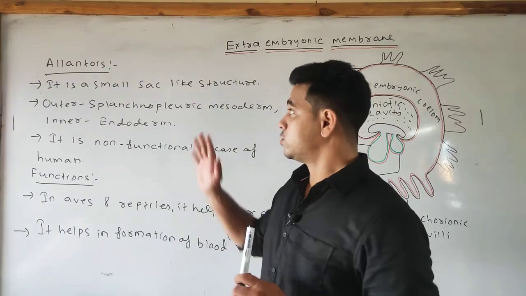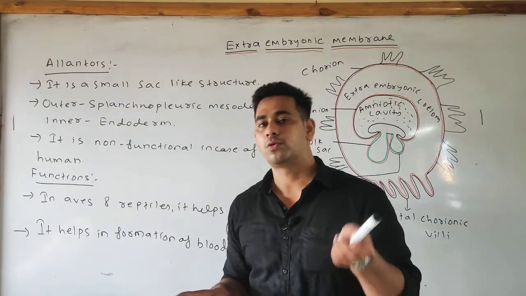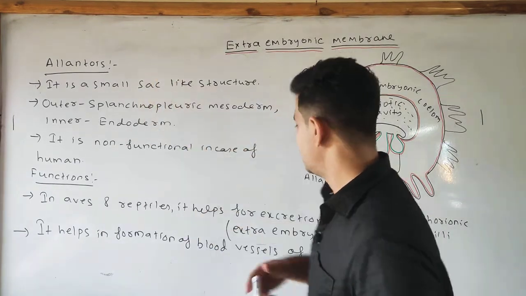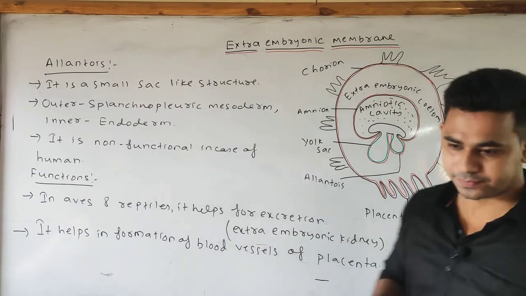Okay. So now we have discussed the allantois. Now come to the next extra embryonic membrane, that is your last extra embryonic membrane, that is your yolk sac.